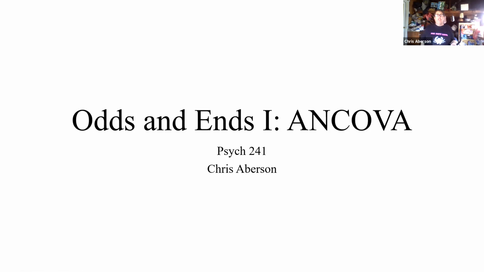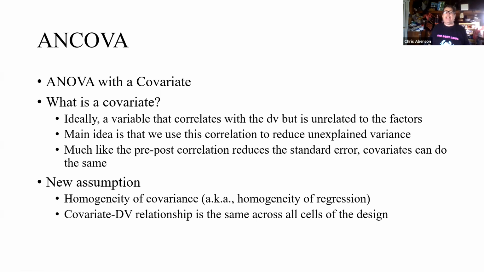First up is ANCOVA, which stands for analysis of covariance. ANOVA with a covariate. Well, what's a covariate? Ideally, it's a variable that correlates with the DV, but it's unrelated to the factors. The main idea here is that we're using the relationship between the covariate and the dependent variable to suck off unexplained variance, just like we did with the pre-post correlation. Just like the pre-post correlation reduces the standard error, covariates can do the same to the extent that they're related to the DV, but not the factor.